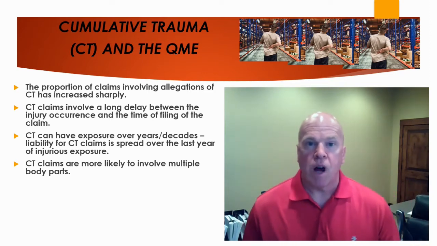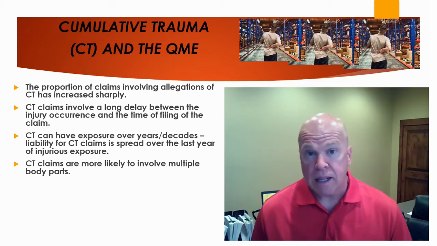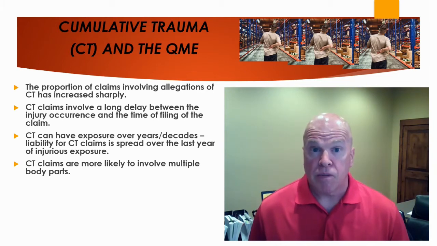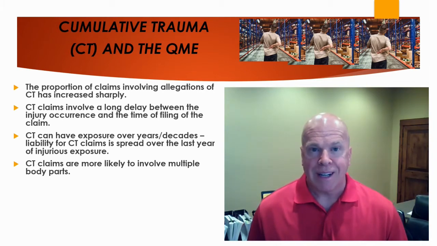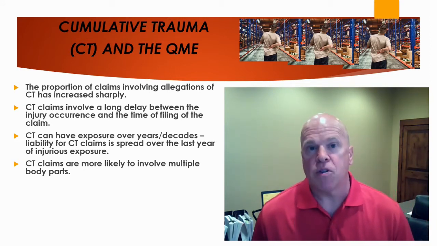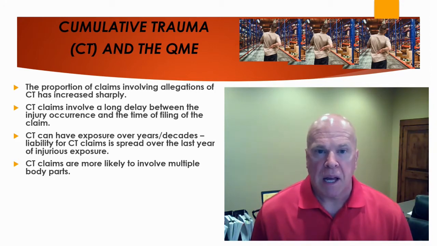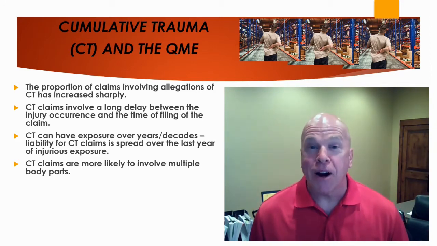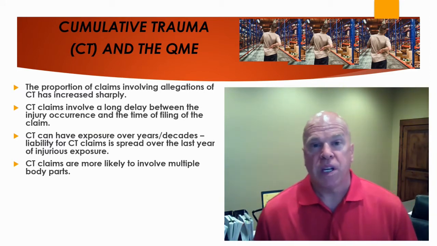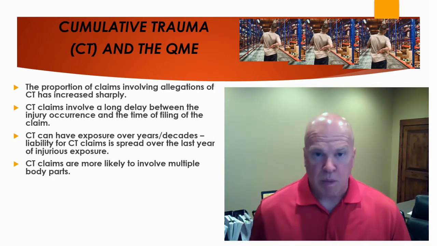As you know, cumulative trauma claims are more likely than specific injury claims to involve multiple body parts. And I know that you're familiar with this. You get a denied claim with an allegation of cumulative trauma, perhaps a post-employment cumulative trauma claim, and every body part of the entire body is listed as an injured body part, including neuromusculoskeletal injuries, internal medicine injuries, and psychiatric injuries, and every single body part is claimed as being involved in the cumulative trauma injury.